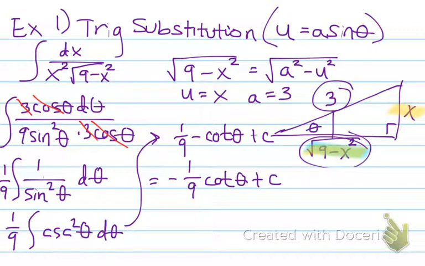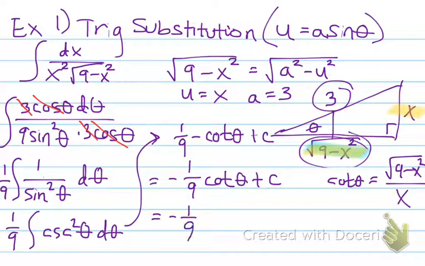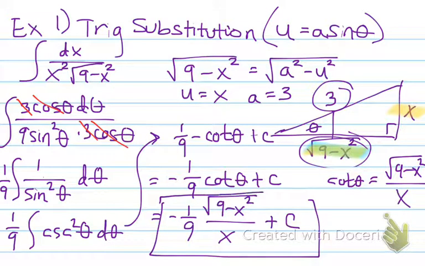So I'm just going to write a little note over here: cotangent of theta equals the square root of 9 minus x squared over x. That's adjacent over opposite. So when I substitute that back in over here, I get negative 1/9 times the square root of 9 minus x squared over x plus c. And you can multiply that 9 into the bottom if you'd like to, but that's pretty much the final answer right there.